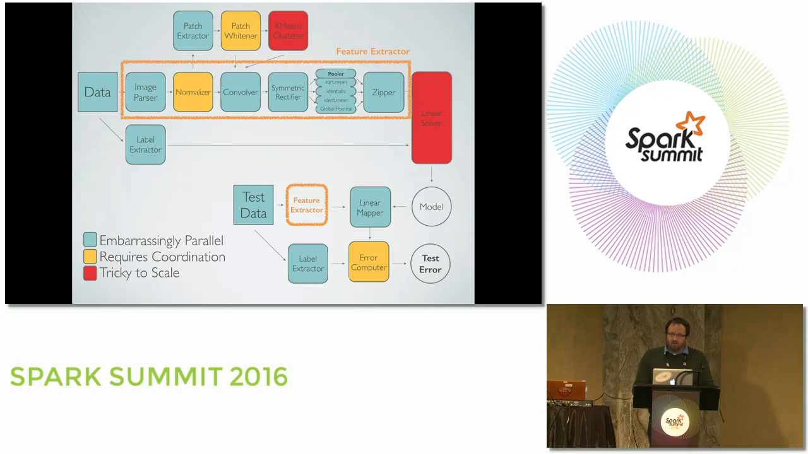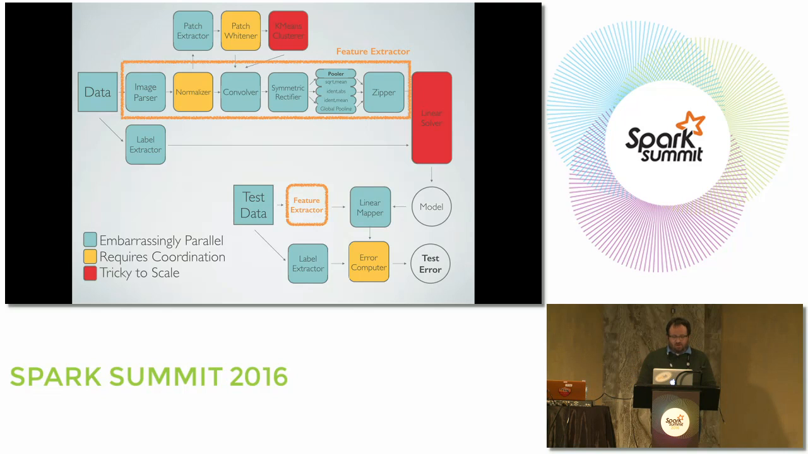Other parts of the pipeline are not so parallel. They are blocking operations, things like normalization, where we might need to compute the average of every particular pixel value in an input image. The same pixel across my entire corpus.